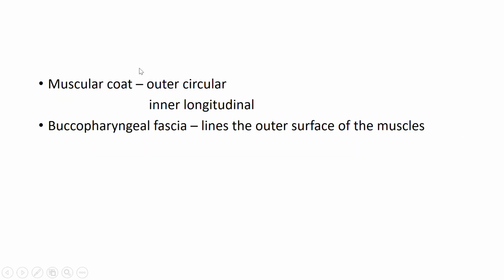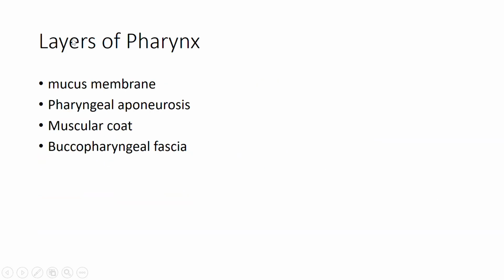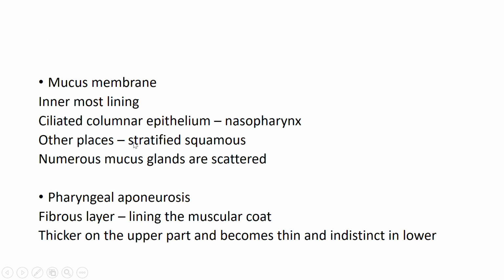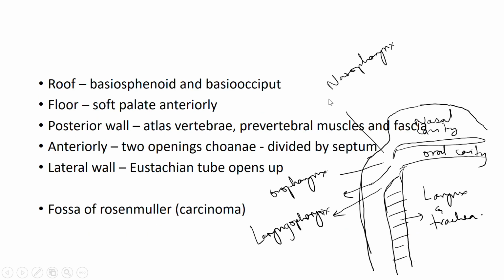As we saw, there's a muscle coat also. Now the muscle coat has two layers: one is the outer circular and the inner longitudinal, and the buccopharyngeal fascia is the external layer. So there are four layers, that is mucous membrane, pharyngeal aponeurosis, muscle coat, and buccopharyngeal fascia from inside out. And then we saw the important boundaries or the walls of the nasopharynx: the roof, the floor, the posterior wall here, the anterior wall, and the lateral wall.